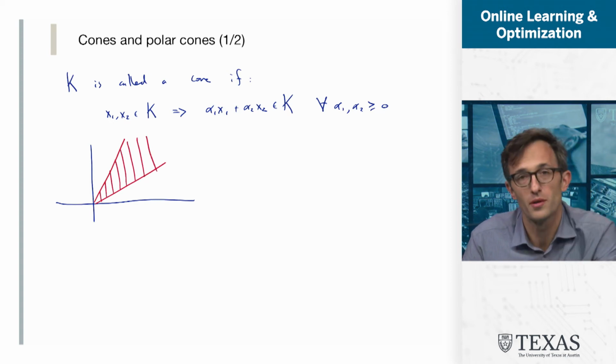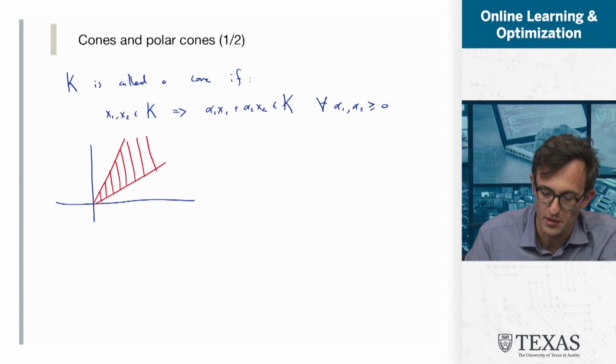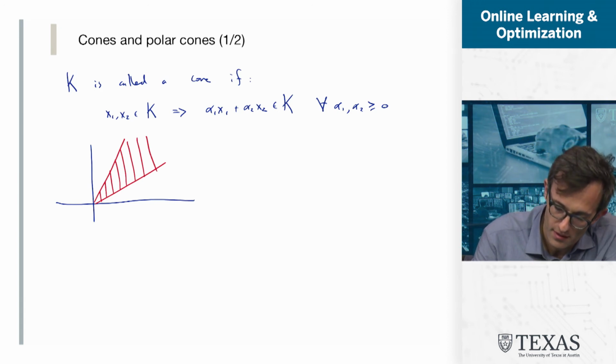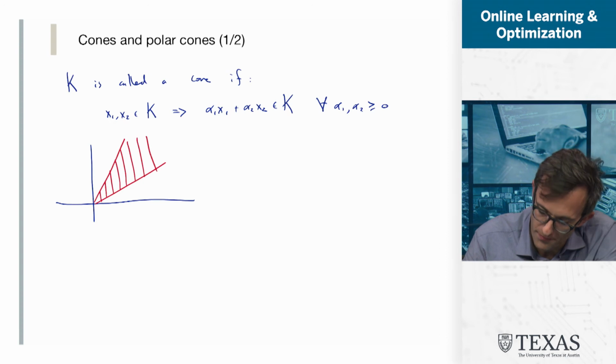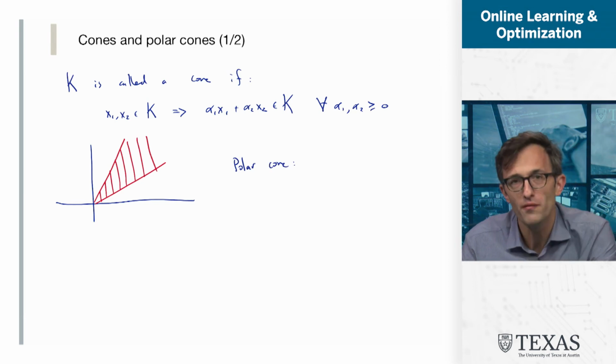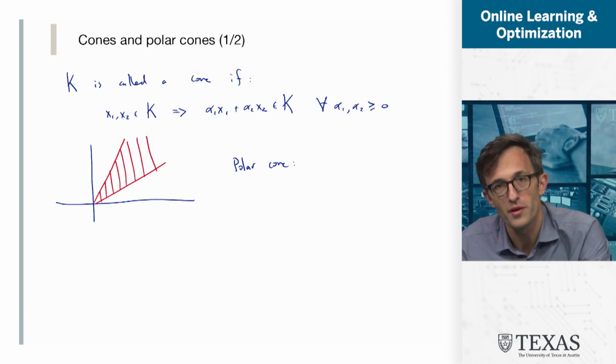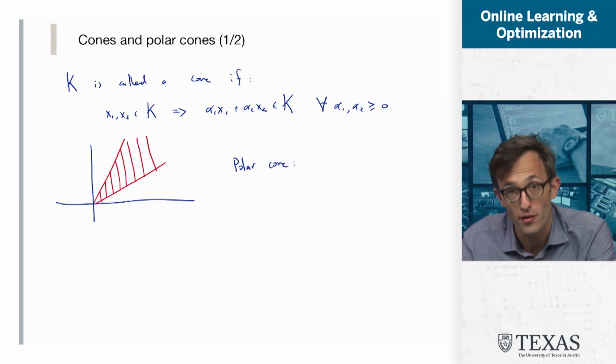A cone is all these points, extending on forever. Now I also want to define a polar cone. For K a cone, the polar cone is defined as all vectors that make a greater than or equal to 90-degree angle with everything in the cone.